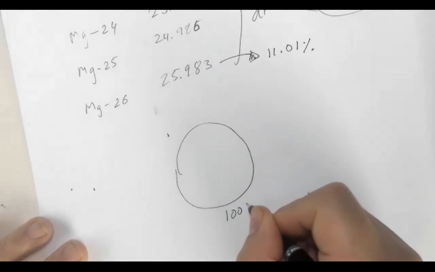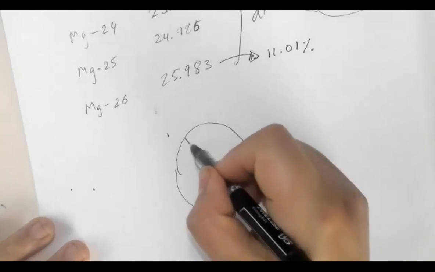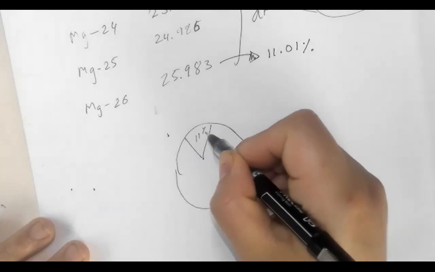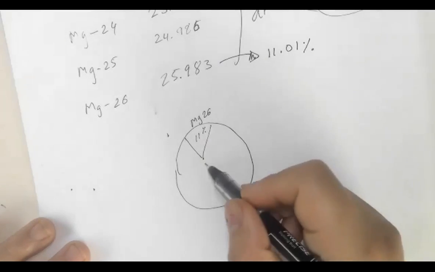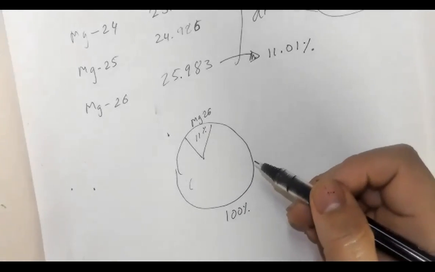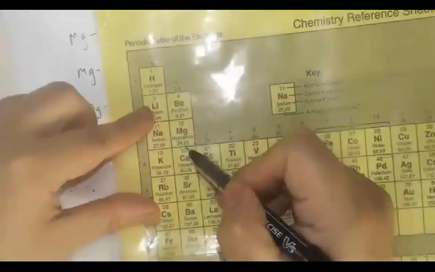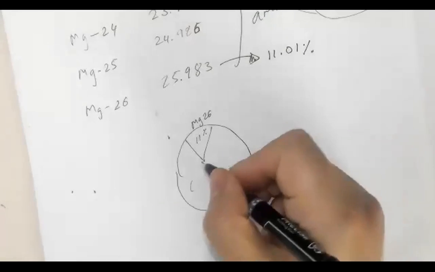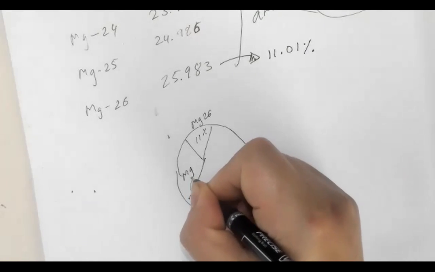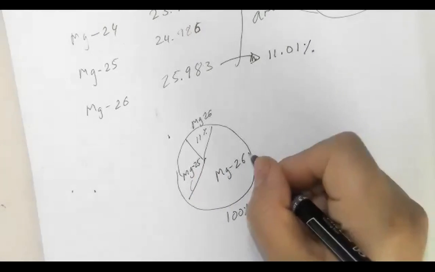Percentage, that will be 100%, right? That is broken into 3 pieces, okay? This is 11%, which is the magnesium 26. We don't know how much is the other 2, but based on our periodic table, magnesium average mass is 24.31. So that means it's probably closest to 24. So probably this is going to be Mg24, and then this is going to be Mg25, and then this is going to be Mg26.